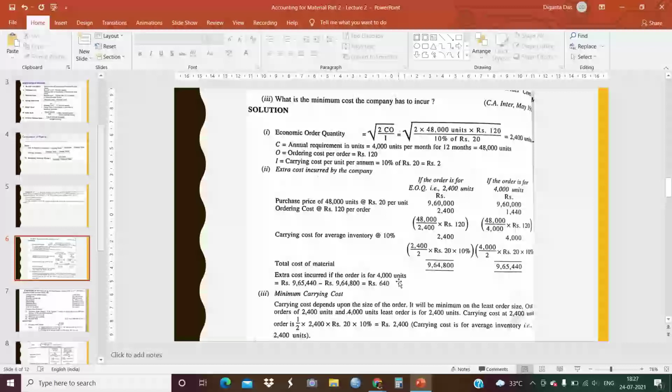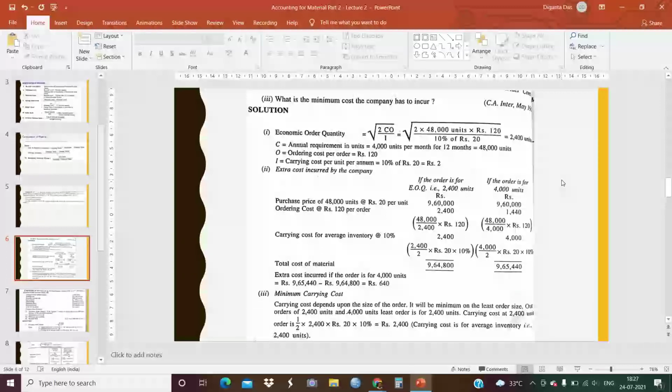Next is what? What is the minimum cost the company has to incur? Here you see, minimum cost the company has to incur. In that case, we should always consider the minimum quantity to be ordered. Minimum cost is being asked, no? That's why we always consider the minimum quantity, which is always based on the lot size of the quantity. So the minimum quantity is how much? 2,400. So minimum cost is at 2,400.